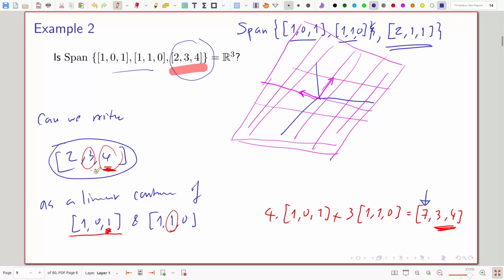When you think about this, you already have a plane, and you have another vector that is pointing out of this plane. By adding this to the set, we can shift the plane around. Right now we have a plane, and if we can move the plane around, we can go anywhere in three-dimensional space. So the span of these three vectors is R cubed.